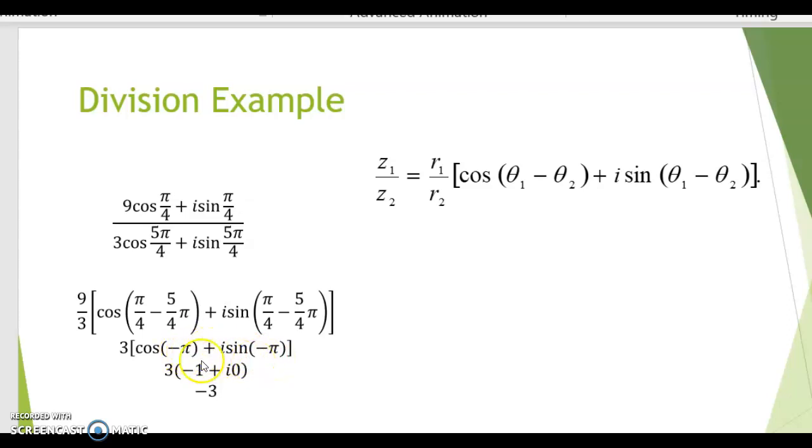Evaluating our trig functions, common angle of pi. The cosine of negative pi is negative 1. Again, that common angle of negative pi, the sine of negative pi is 0. Distributing, 3 times negative 1 is negative 3. 3 times 0 is 0. Adding 0 to negative 3 does not change the value. So a final answer of negative 3.